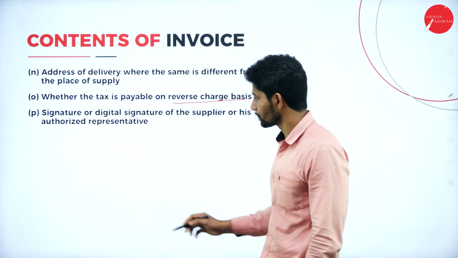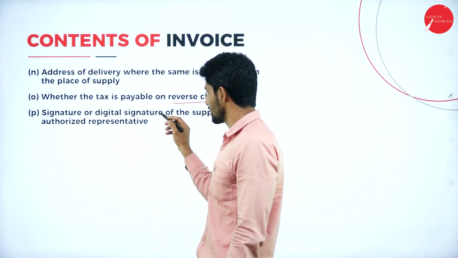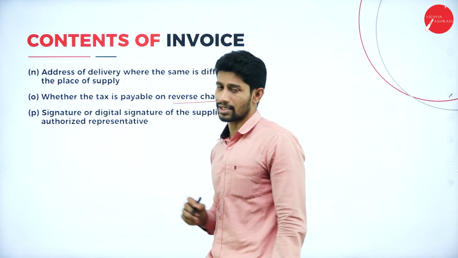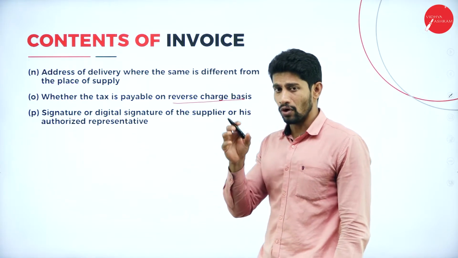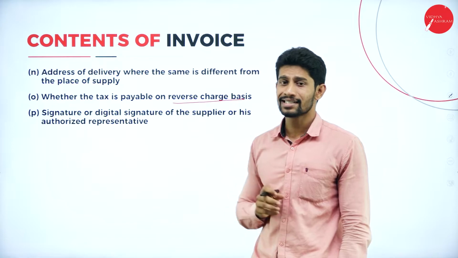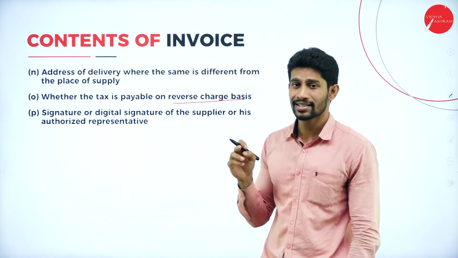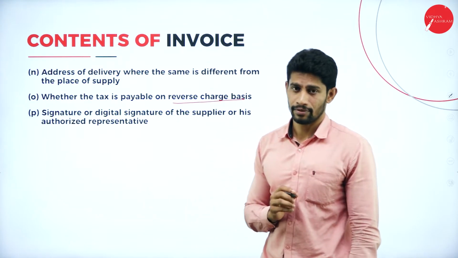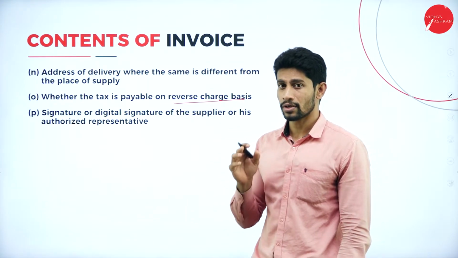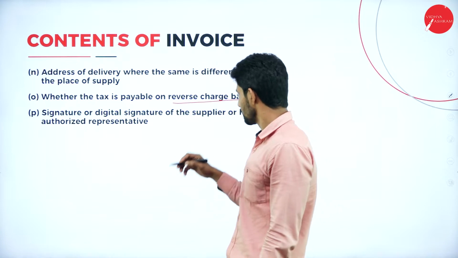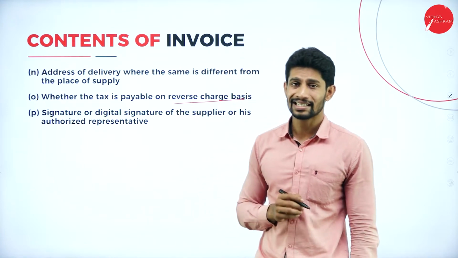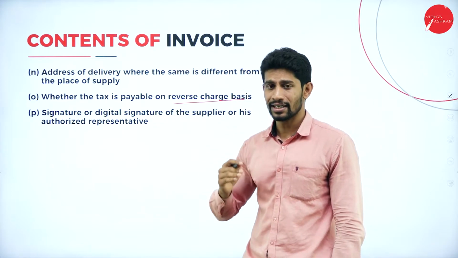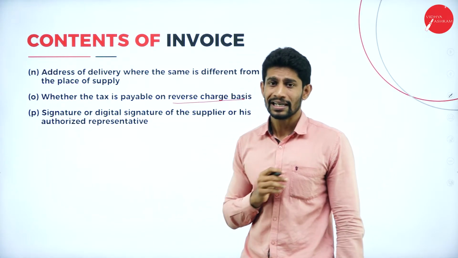Signature or digital signature of the supplier or his authorized representative. In an invoice we have to put the digital signature of our business or the supplier, or his authorized representative. The authorized representative or the business entity or the supplier has to put the digital signature on the invoice. So these are all the contents that should be there in an invoice.